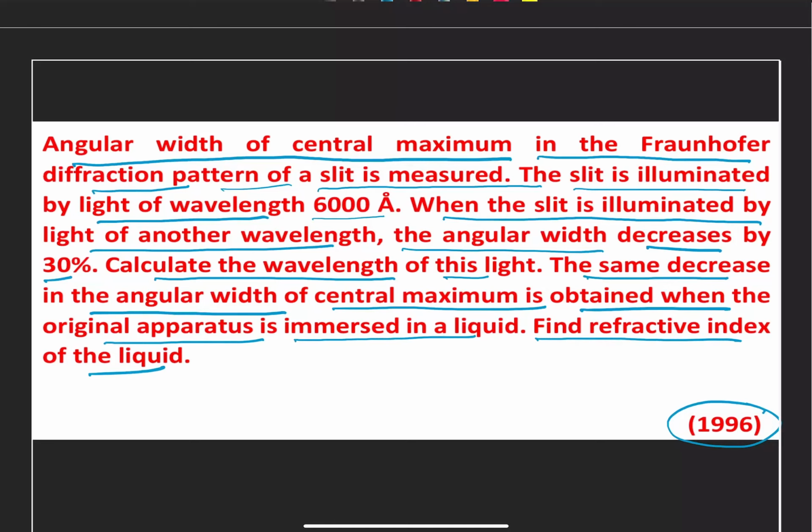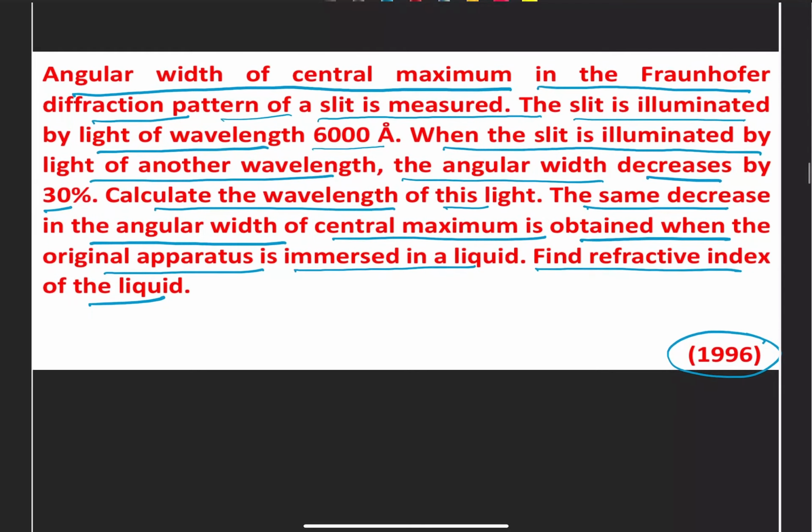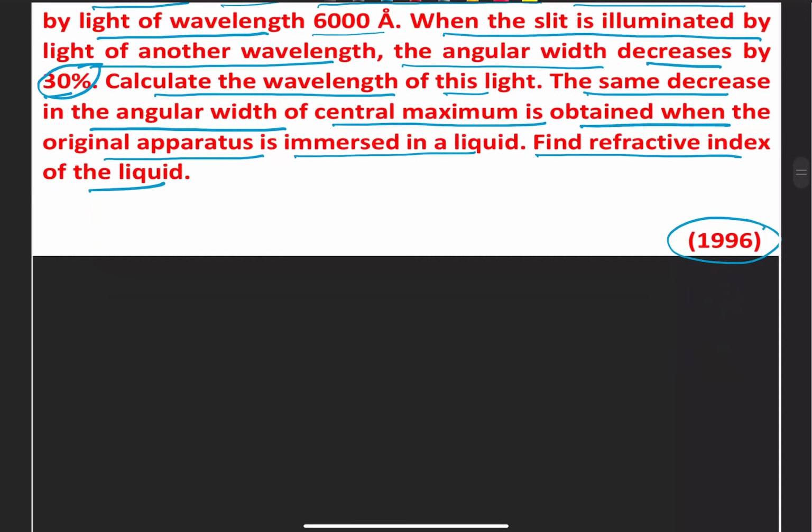So this entire question is based on two parts. In the first part, when we change the wavelength, or we can say when we use another light to illuminate the slit, we get a reduction of the angular width by 30%. And this same reduction of 30%, or we can say angular width is decreased by 30%, and the same reduction is observed when the entire apparatus is put inside the liquid, and we have to find out the refractive index of the liquid.